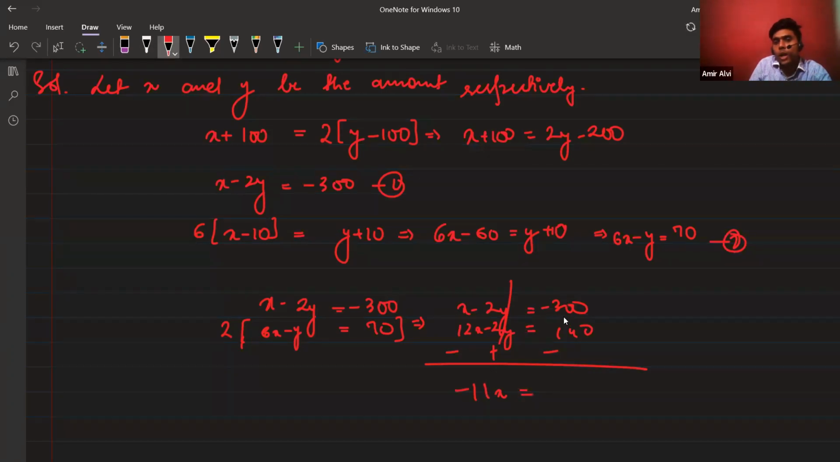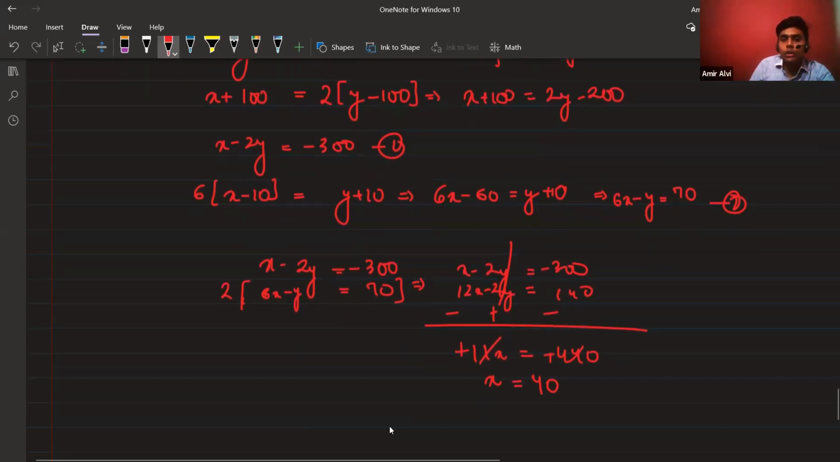Equals to, how much is it? Minus 440. So x will be equal to 40. 11 4s are 44, and 0 is as it is. Is this clear? Okay. So now we have got the value of x.